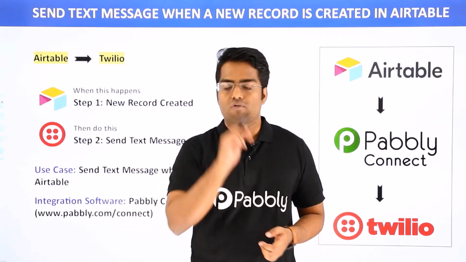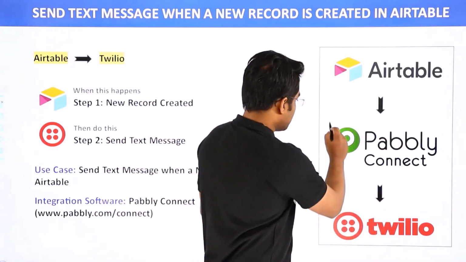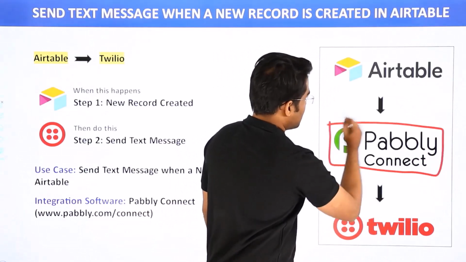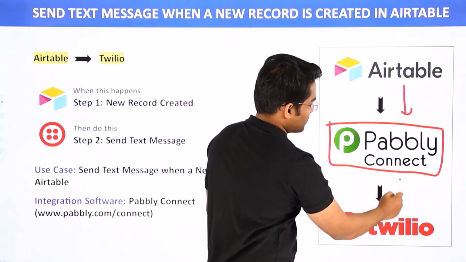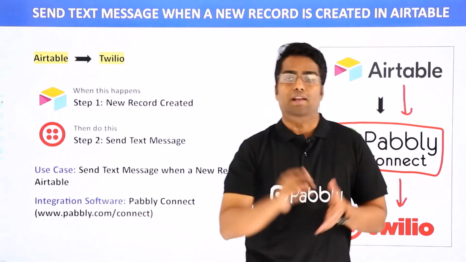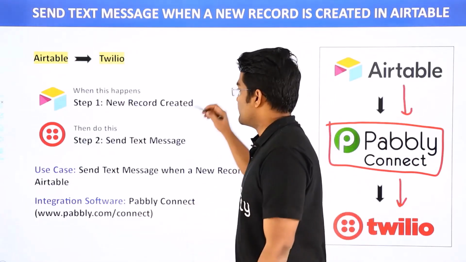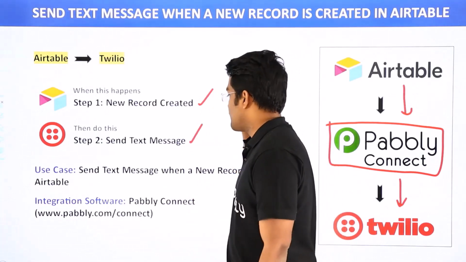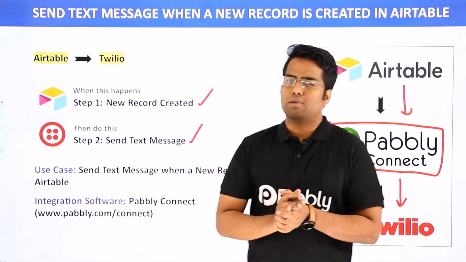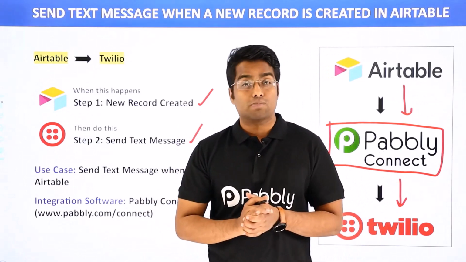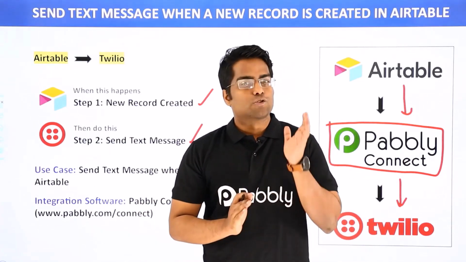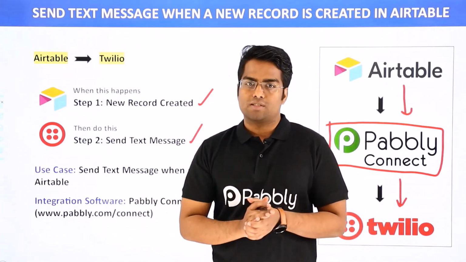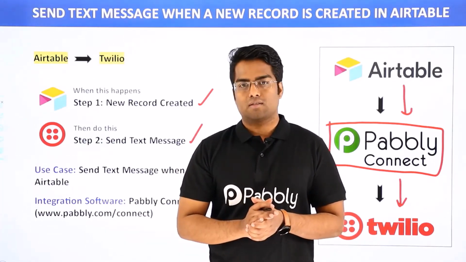So in this video, we will be using Pabbly Connect to integrate Airtable and Twilio. So what Pabbly Connect will do is, anytime a new record is created in Airtable, it will automatically send an SMS via Twilio. Now this little integration can be done in very few steps. And the best part of using Pabbly Connect is, there is no need for coding skills or programming knowledge. Let me show you on my screen.